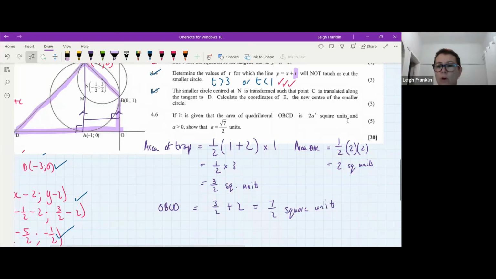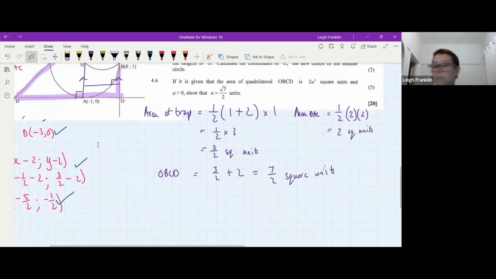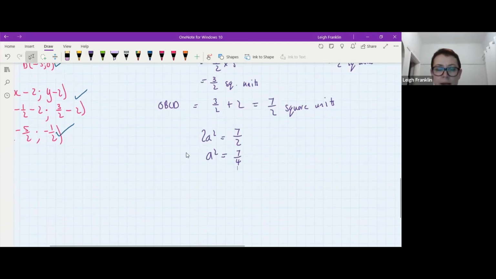And now that we know that the area of the quadrilateral is equal to 2a squared, we can say 2a squared is equal to the area. Divide both sides by 2, that gives us a squared is 7/4. And now when we take the square root, remember they told us that a had to be positive, that would give us √7/2.